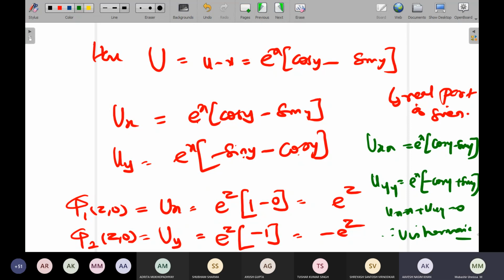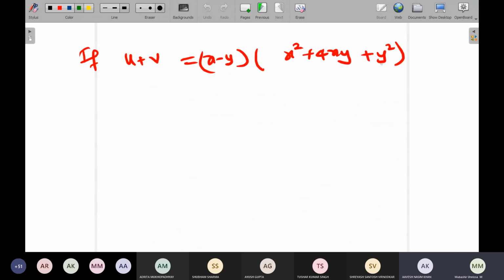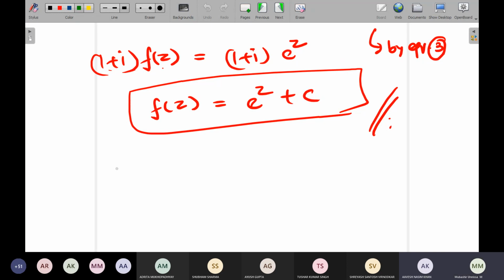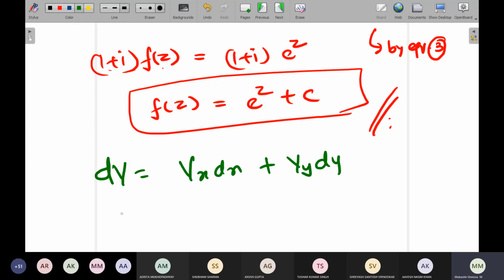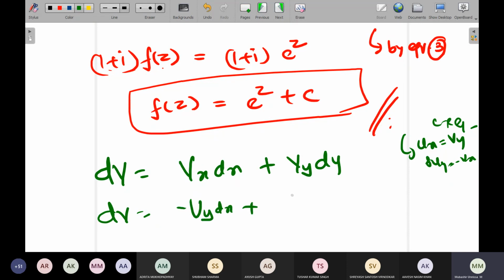dv is equal to vx dx plus vy dy, therefore capital V. So you should write it as capital dv is equal to vx dx plus vy dy. So using the CR equations, you can replace ux is equal to vy and uy is equal to minus vx. So in that case, you'll get minus uy into dx plus vy. What is your vy? Vy is ux into dy. Come on, integrate this, substitute this and integrate it.